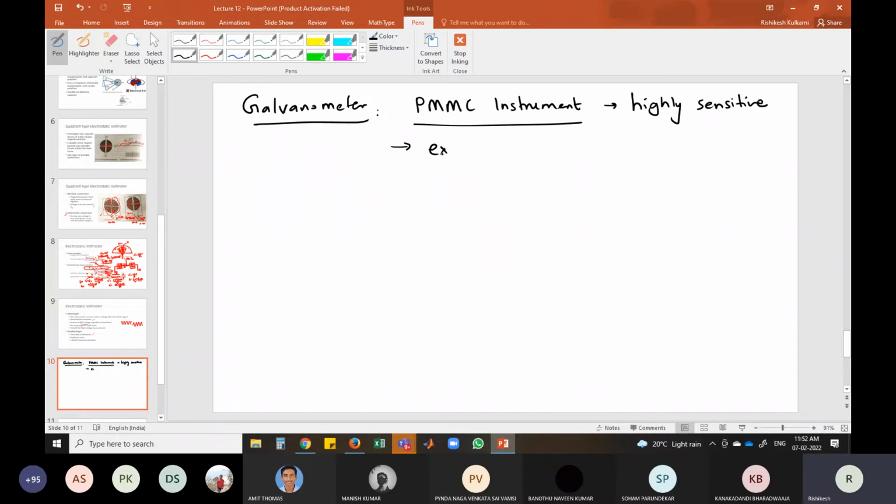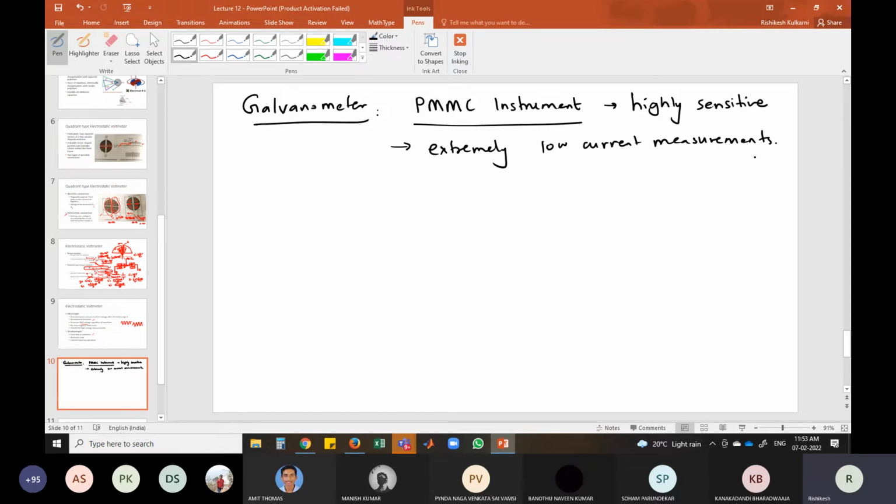And it is used for extremely low current measurement. Okay, extremely low current measurement. Then how is it achieved?